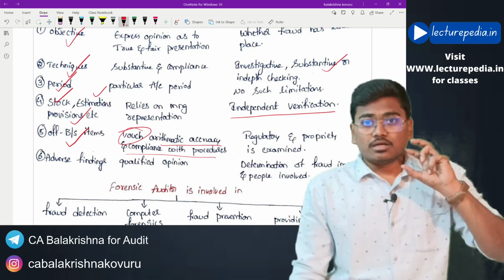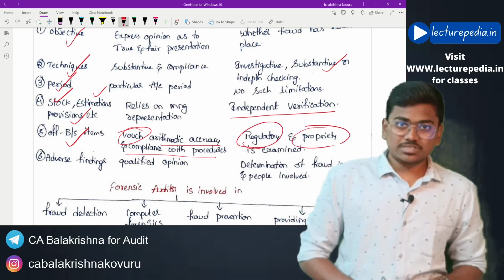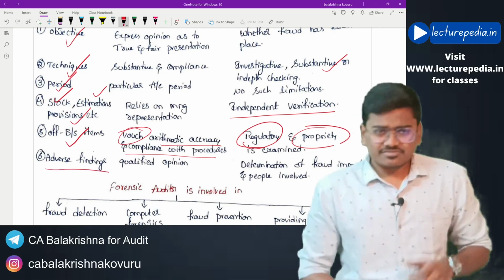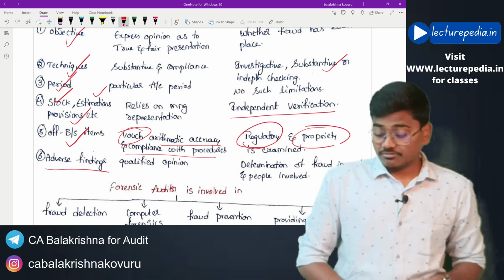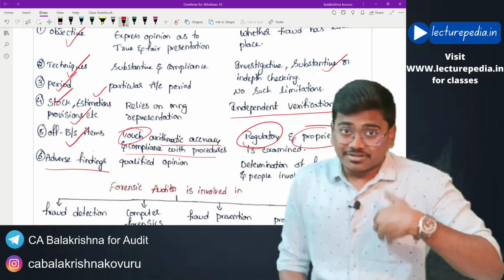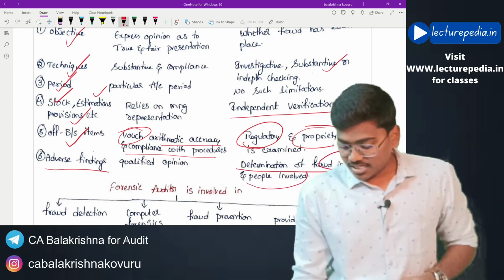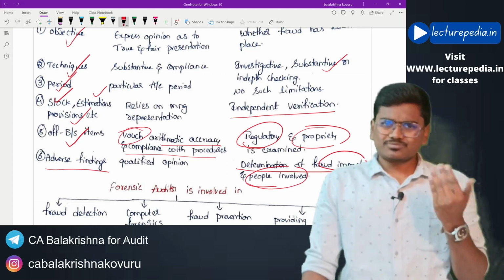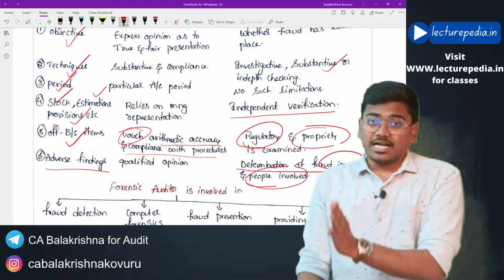whereas the forensic auditor will examine the regulatory and proprietary aspects of those items. And if adverse findings are found, in case of a financial auditor, a qualified opinion will be given, and in case of a forensic auditor, the auditor will delve deeper into determination of fraud impact and people involved. So this is the difference between financial audit and forensic audit.